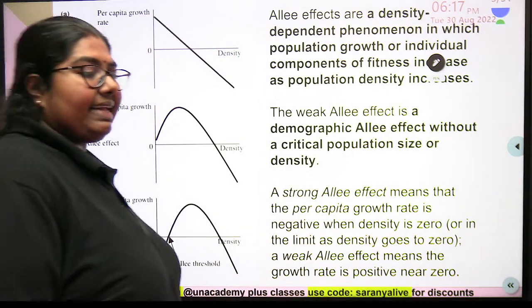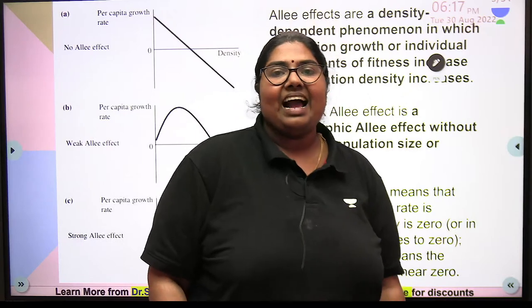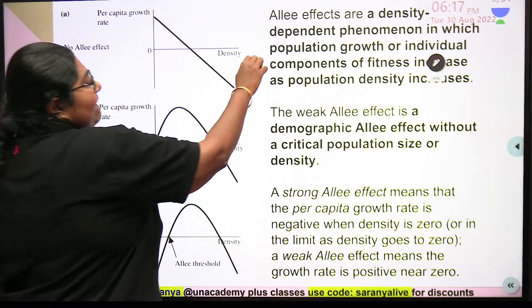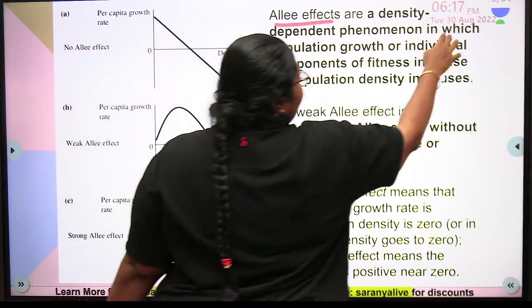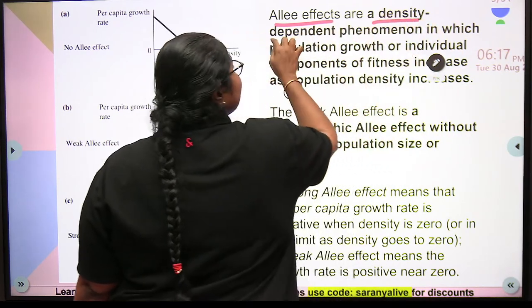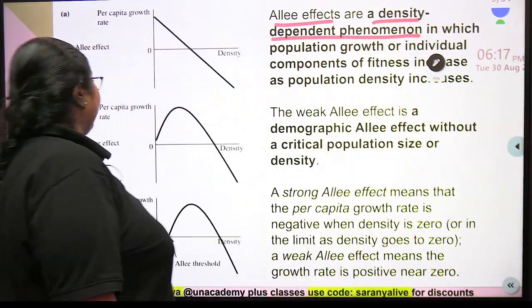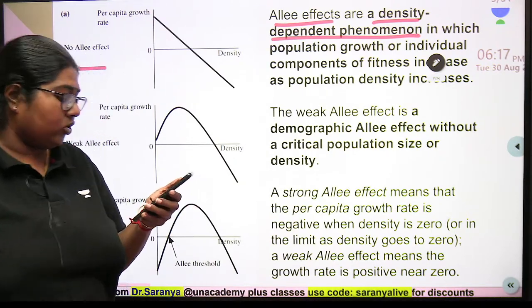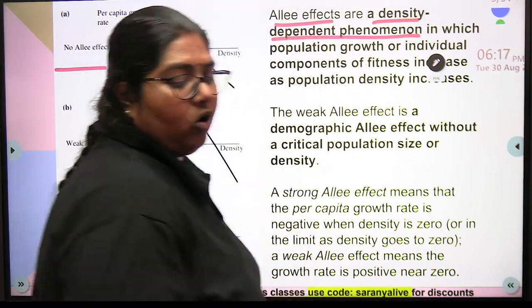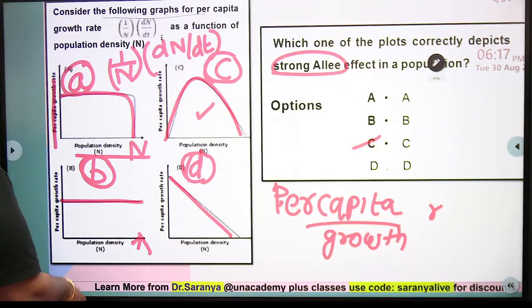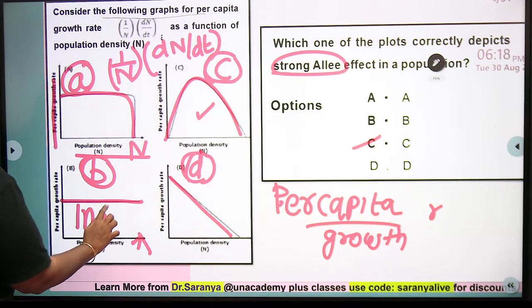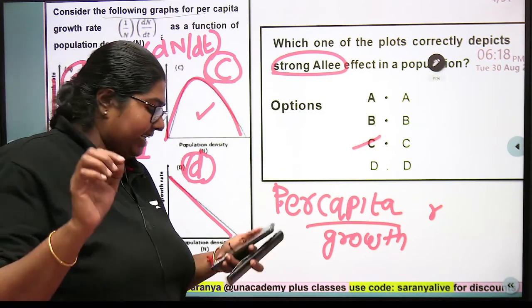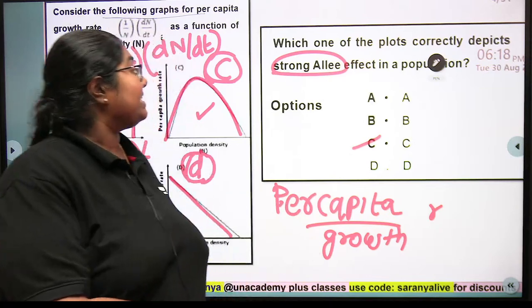Exactly. So let us see in detail what this allele effect is and what this question is all about. Very quickly we will see this. So this allele effect is a density dependent phenomenon. If it is going to be a straight line, that means it is density independent, right? It is density independent.